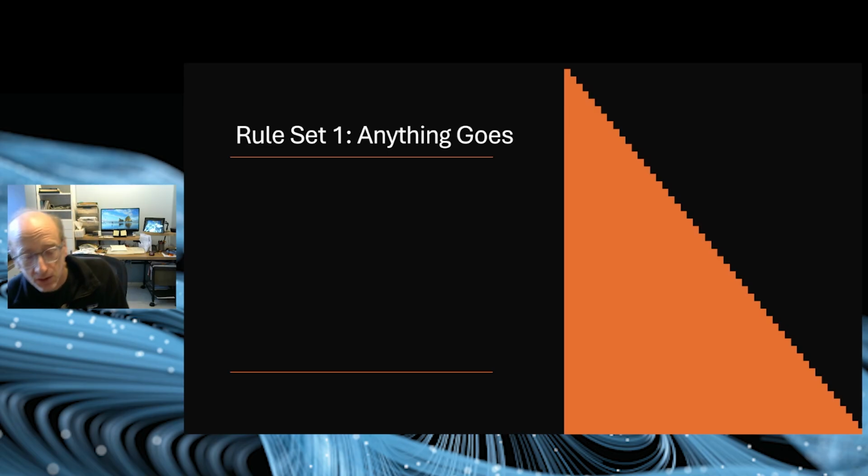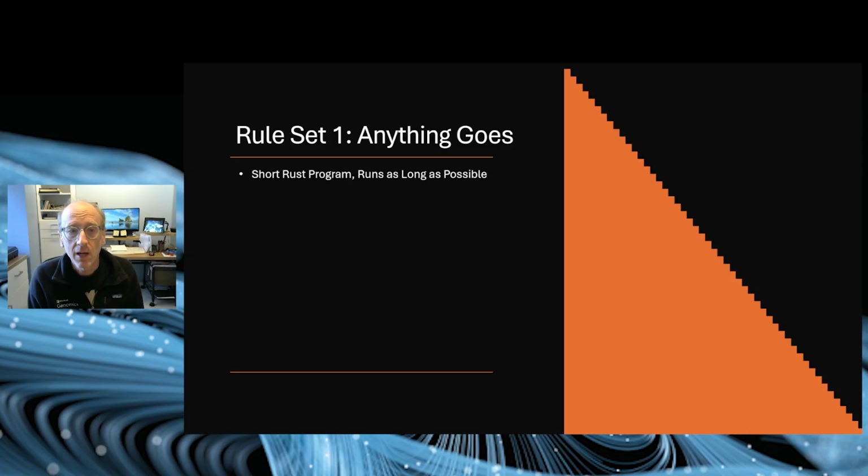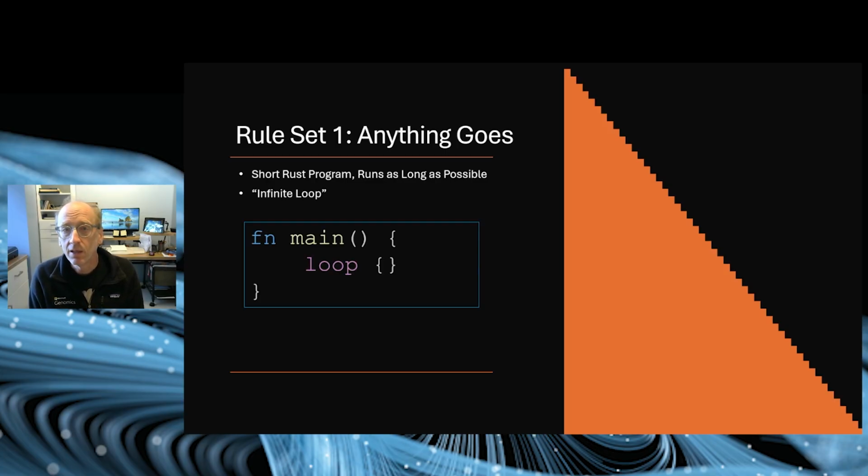So let's move on to the very first rule set. In this rule set, anything goes. So if I asked you how to make a Rust program that's short and runs for a long time, what would your idea be? And you might think that what you'd want to do is an infinite loop. And indeed, that's an excellent way to meet the criteria. And in Rust, this is what an infinite loop looks like.